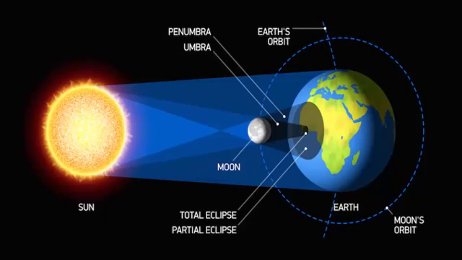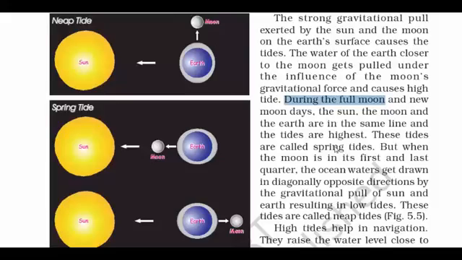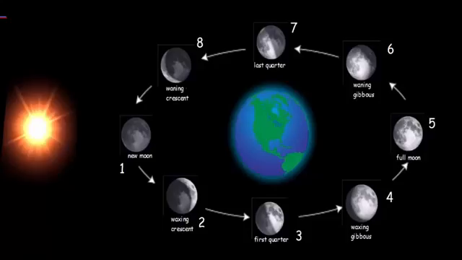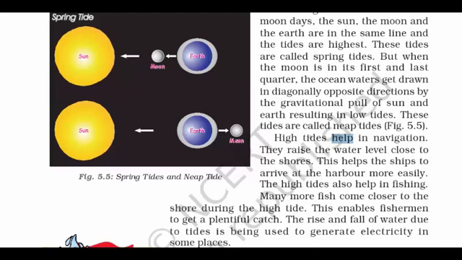So during the new moon, that is Amavasya, the sun, the moon, and the earth are in the same line and the tides are highest. These tides are also called spring tides. Now when the moon is at the 3rd or 7th phase, which is also called half moon day, the moon is at a 90-degree angle compared to the earth and the sun. Due to this position, the gravitational force of the moon pulls the ocean water diagonally, as a result forming low tides.